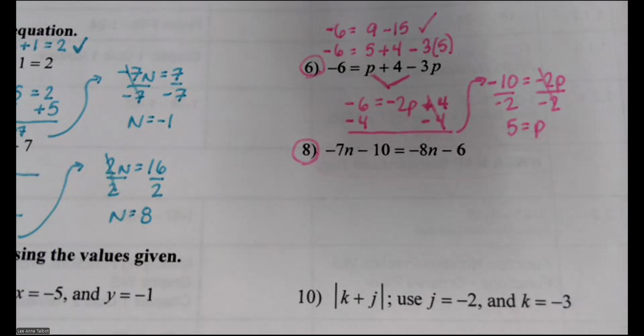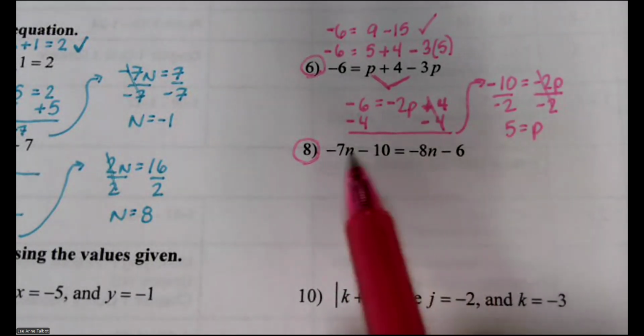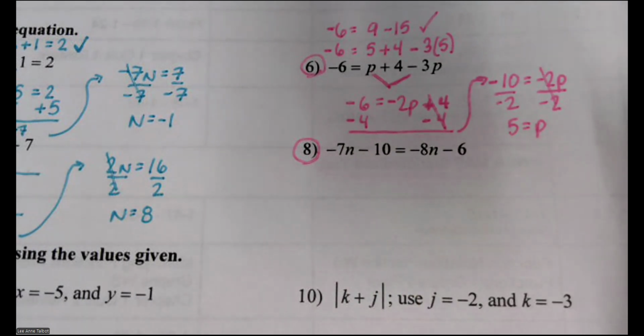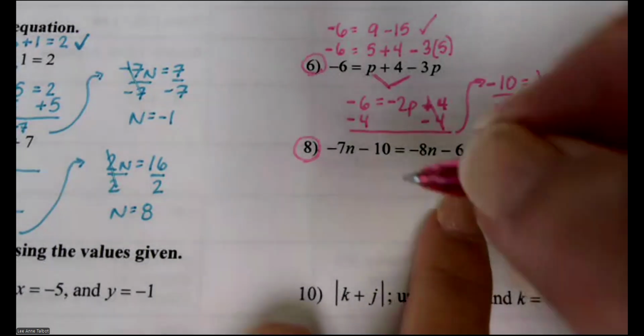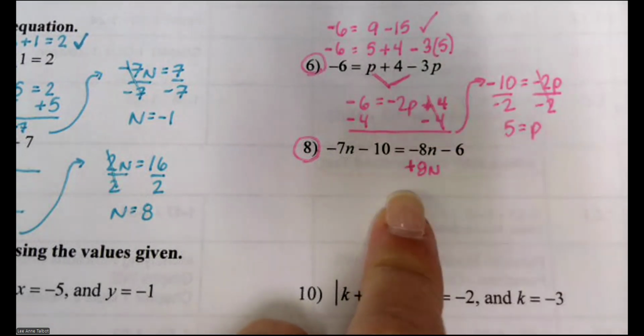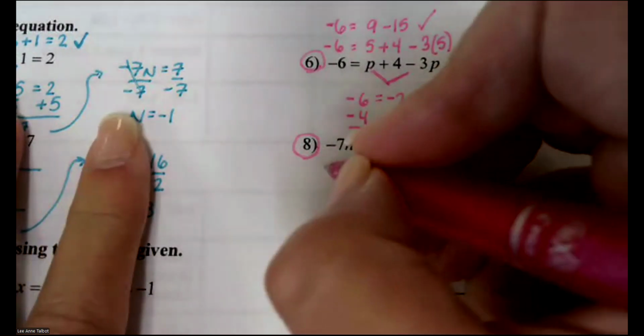Okay. Number 8. So here's a fun question. Which one of these is lower, -7n or -8n? -8's lower, right? Okay, so I like to start with that one. I think the reason I like to start with that is just to keep the numbers positive more. That they're all negatives in this. I don't like it.